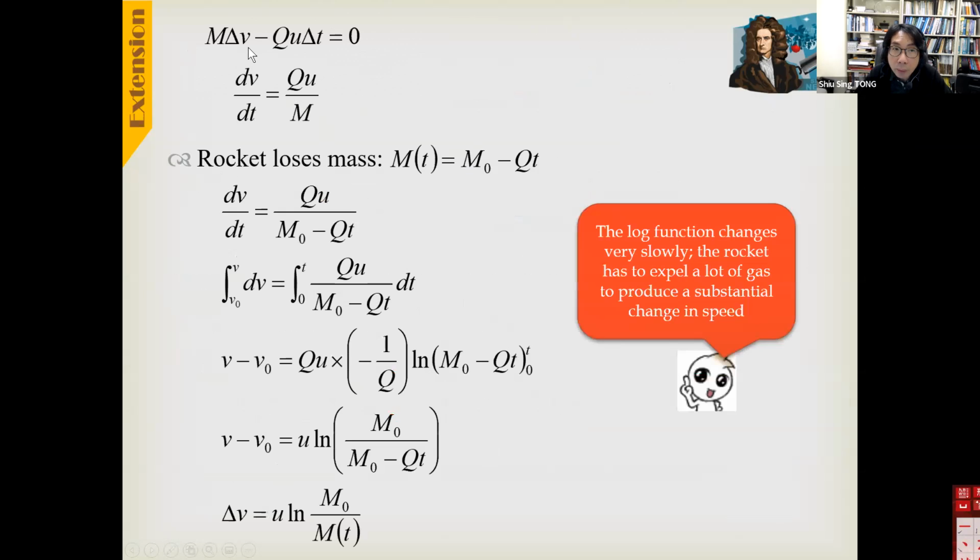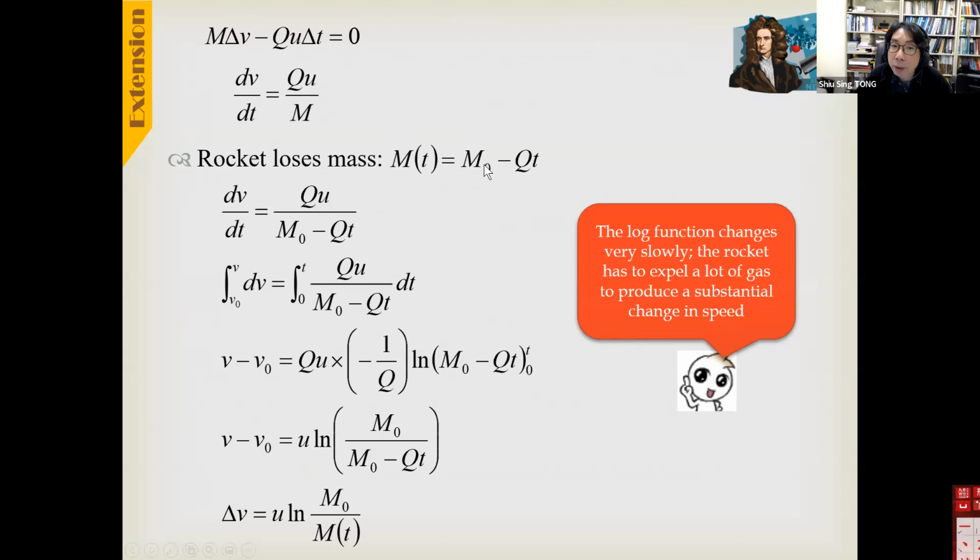Now I rearrange this equation. I divide the whole equation by delta t and take the limit where delta t tends to 0. And of course, delta v over delta t now becomes dv dt. And on the right-hand side, I now have qu over m. Now this equation can be integrated with respect to t. But be careful. q is a constant. We assume the fuel is ejected at a constant rate. The u is also a constant by assumption, but the m changes with time.